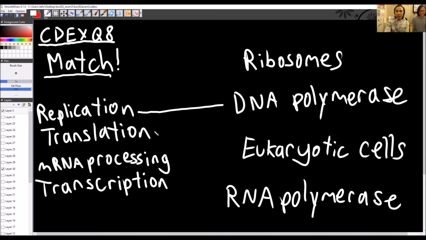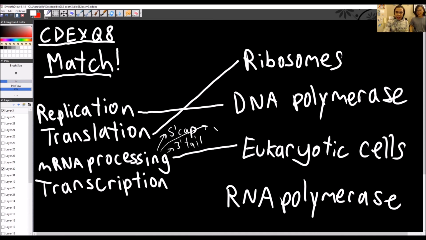So translation, what reads that mRNA are ribosomes. And mRNA processing is only present in eukaryotic cells, not prokaryotic cells. So these are some of the different mRNA processings: we have the 5' cap, we have the 3' tail, and we also have splicing.